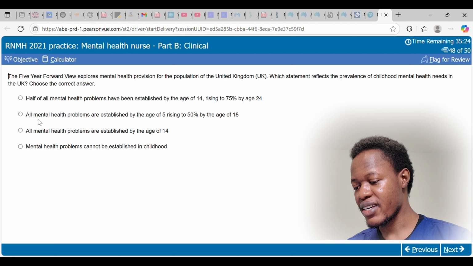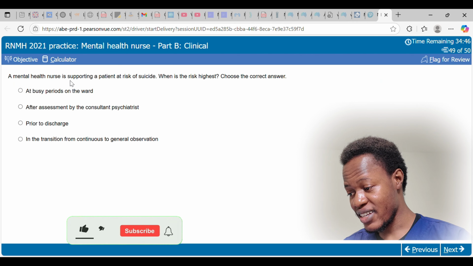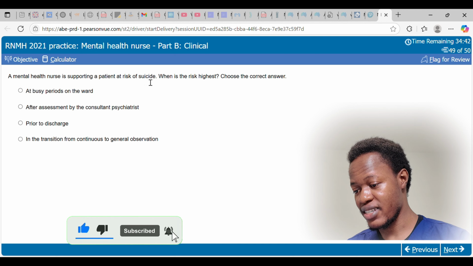Option B says all mental health problems are established by the age of 5, rising to 50% by the age of 18. Option C says all mental health problems are established at the age of 14. Option D says mental health problems cannot be established in childhood. I think mental health problems cannot be established in childhood. It would be difficult.